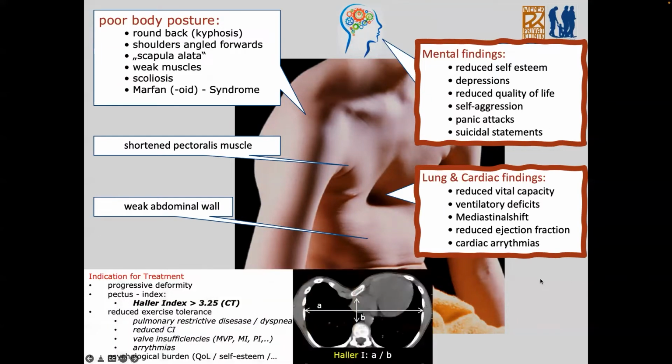Internationally, the indication for surgical correction is based on a Haller index greater than 3.2. The Haller index is calculated as follows: we take the longest transverse diameter and divide it by the shortest sagittal distance.